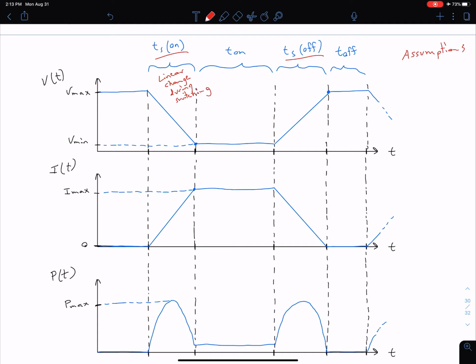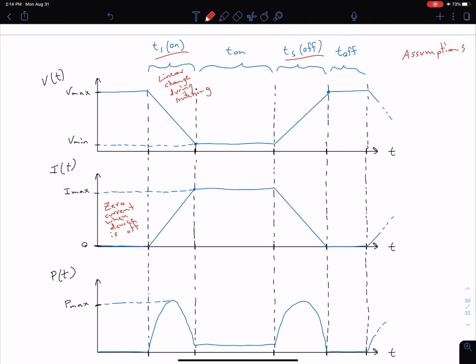Okay. Our second assumption is that we have zero current when our device is off. And so in this plot, of course, that's talking about this condition, which ultimately leads to having zero power for those time intervals as well.